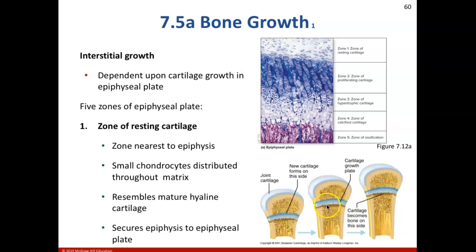take place. And so in these regions, we have 5 different zones that will allow the bone ossification to take place and get that bone to lengthen. So our first zone is the zone of resting cartilage. That is going to be the side closest to the epiphysis, and this is going to include small chondrocytes. So you can see there are these specks right in here, and they're distributed throughout this cartilage matrix. It does resemble mature hyaline cartilage, and it secures the epiphysis to the epiphyseal plate.